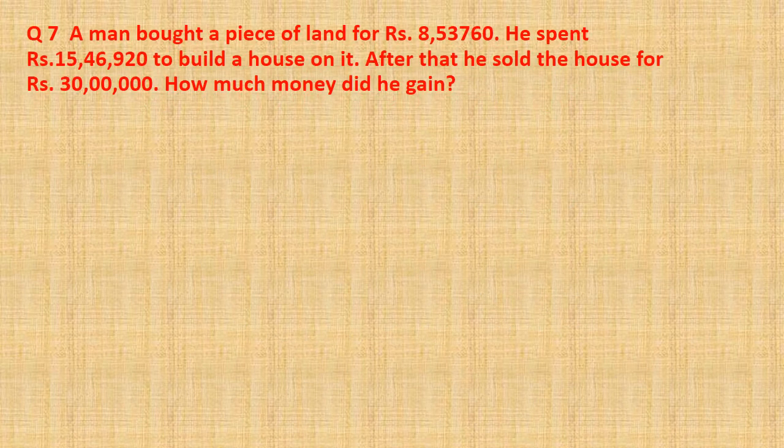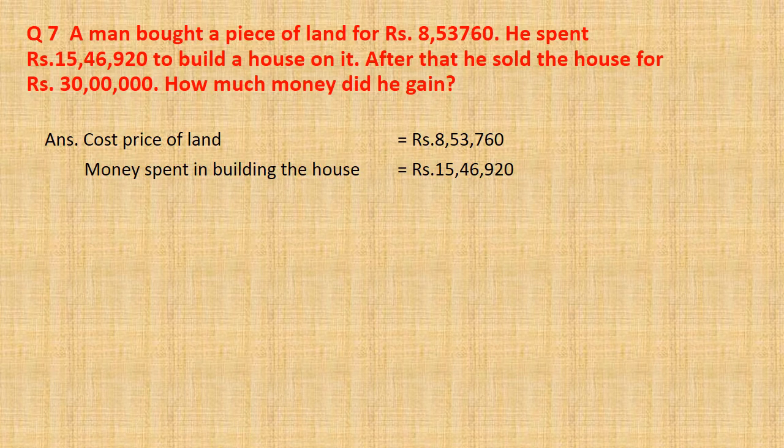Question number 7. A man bought a piece of land for rupees 8,53,760. He spent rupees 15,46,920 to build a house on it. After that, he sold the house for rupees 30 lakh. How much money did he gain? So cost price of land is 8,53,760 and money spent in building the house is rupees 15,46,920.